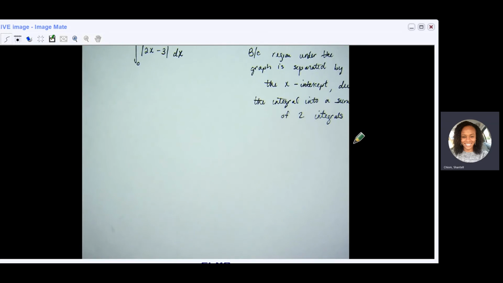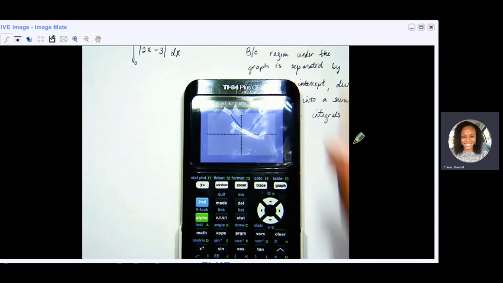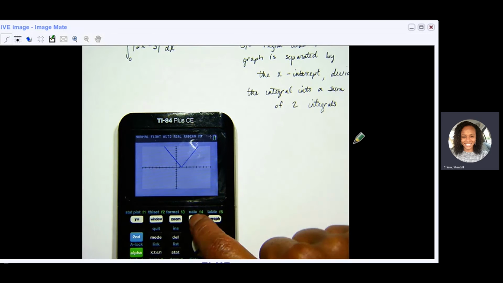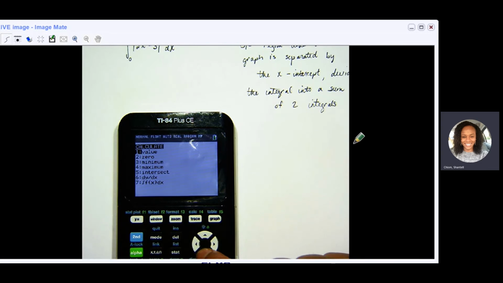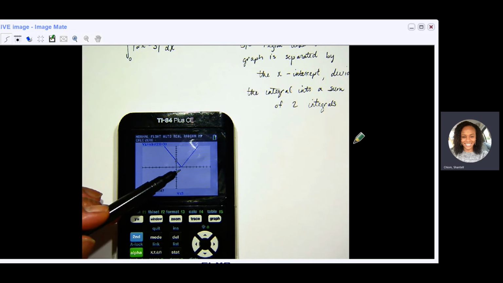Okay? So we need to figure out where that x-intercept, where that 0 of the function is. So we're going to hit second calc to figure out where that 0 is, where it actually intersects the x-axis. And we call that a 0. It's a solution. All right, so left bound, I am to the left side of it.